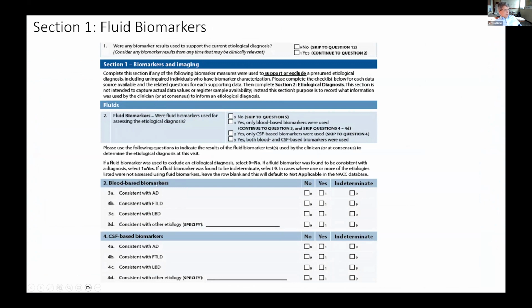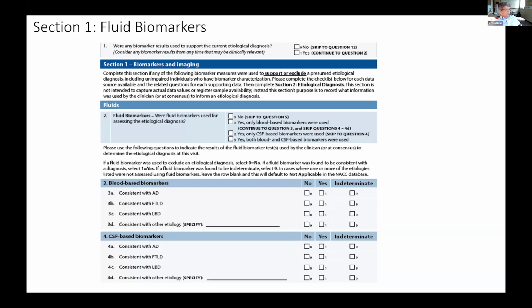If blood-based biomarkers were used, the question is simply, is it per your local standards? Were the results consistent with AD, consistent with FTLD, consistent with LBD? Yes, no, indeterminate. Importantly, the no question means it is not consistent with Alzheimer's disease. A yes would mean it is consistent with Alzheimer's disease, and indeterminate means you could probably use your own judgment there. That could influence your judgment, but here we're trying to document yes, it's consistent with, no, it's not, or if you leave it blank, it's either not applicable or not present. We didn't use it.